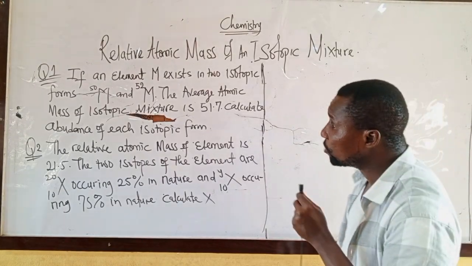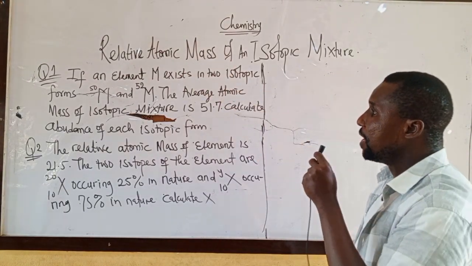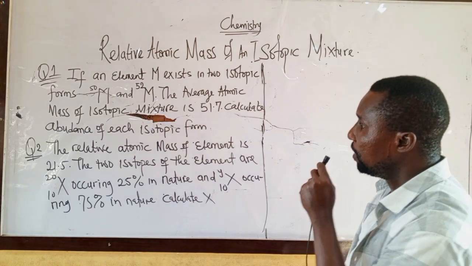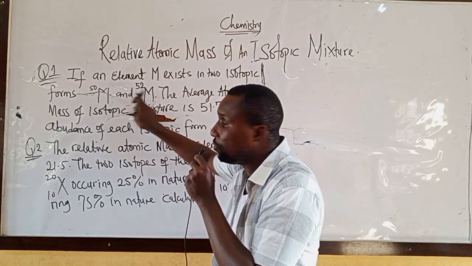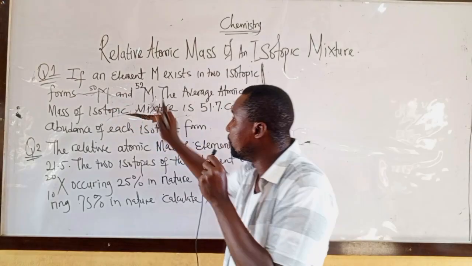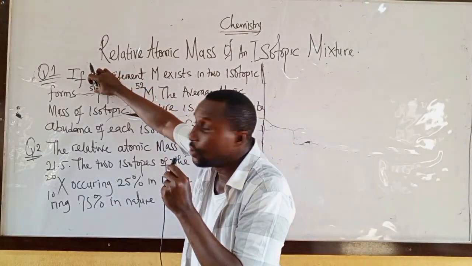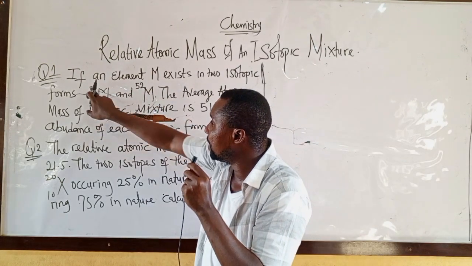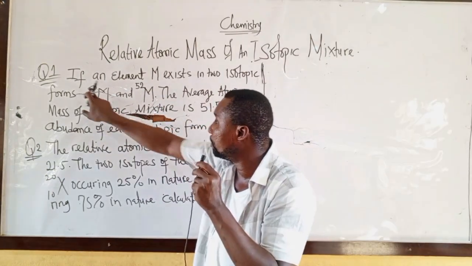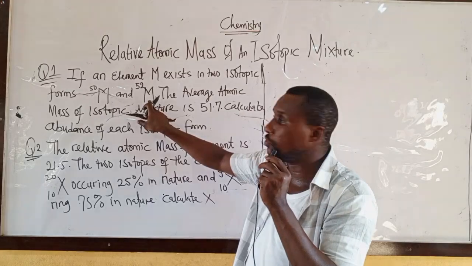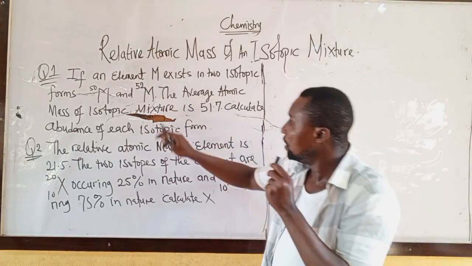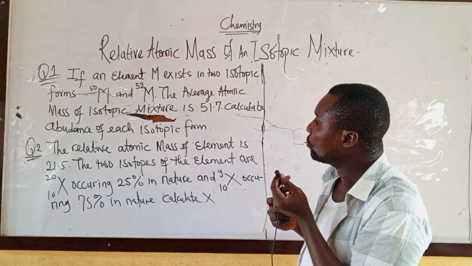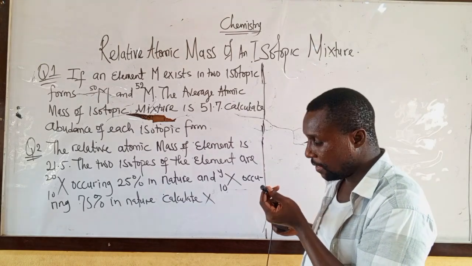Let's look at this question. The first question says, if an element N exists in two isotopic forms, these are the isotopes of the element N. And I told you the figure on top is the mass number. That means the mass number of the first isotope is 50. The mass number of the second isotope is 52. And now say the average atomic mass of the isotopic mixture is 51.7.